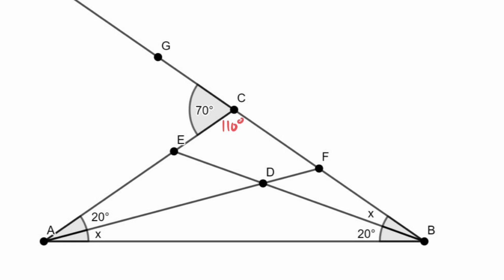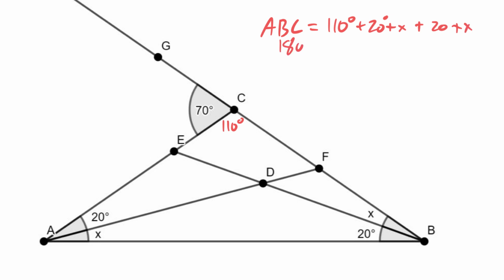Now, if we know the 110, we can look at triangle ABC. So look at triangle A, B, and C. That has to add to 180, right? All triangles have to add to 180. And right now we have 110 as the top angle right here. Then we have 20 plus x here and 20 plus x here. So 20 plus x plus 20 plus x.